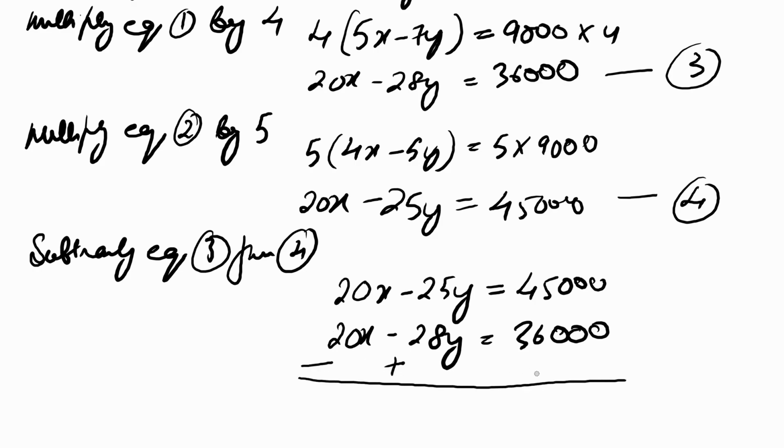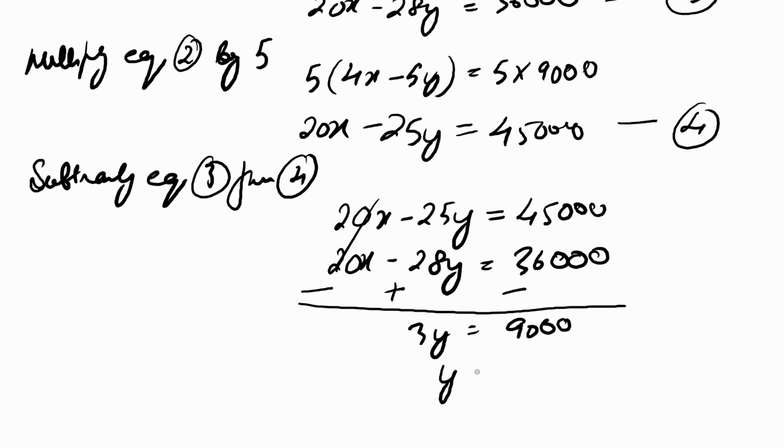This will become minus, this will become plus, this will become minus, so this will cut out, and this will become 3y is equal to, what will this be? 9,000. So what will y become? Y is equal to 3,000.